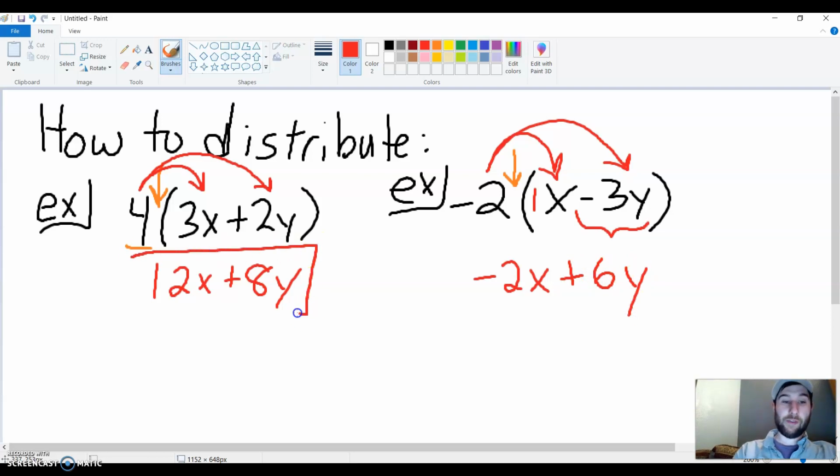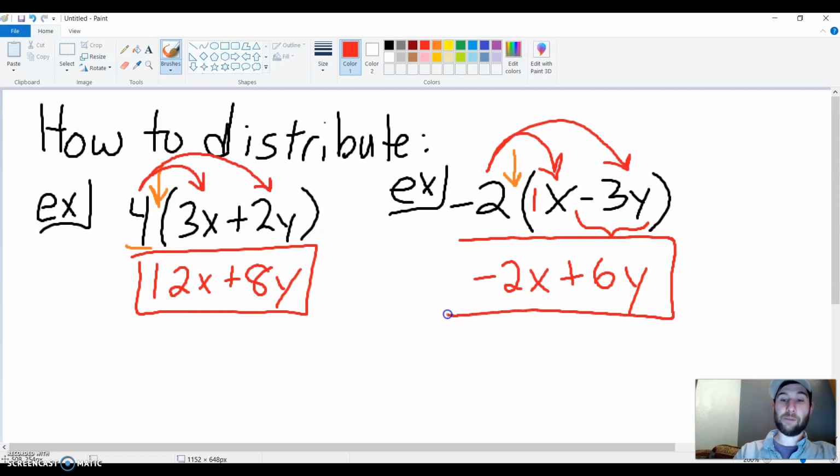And ladies and gentlemen, those are our two examples here. We're just doing that multiplication, and what's outside of the parentheses is being multiplied by everything inside of the parentheses.